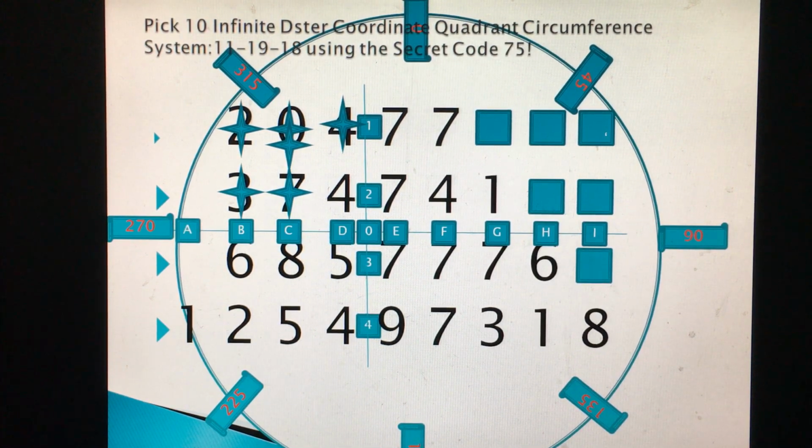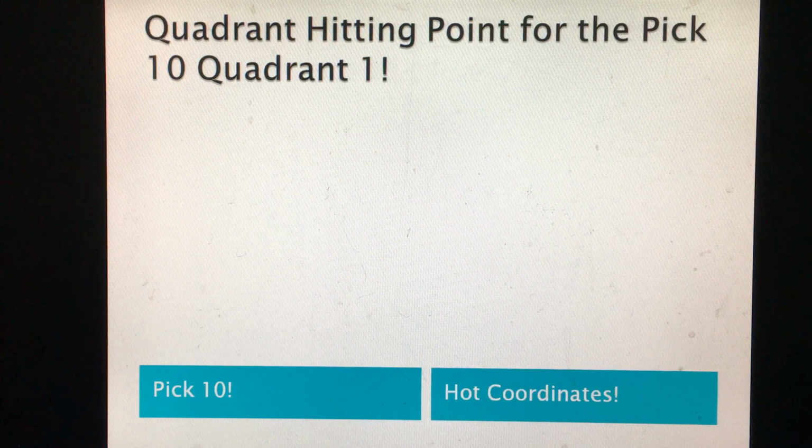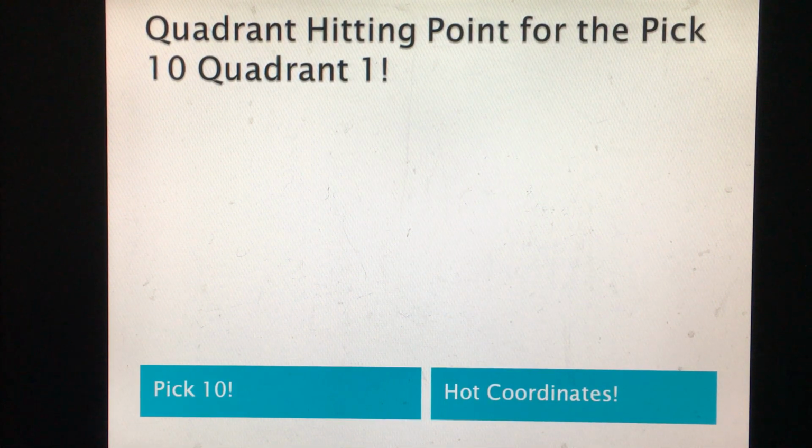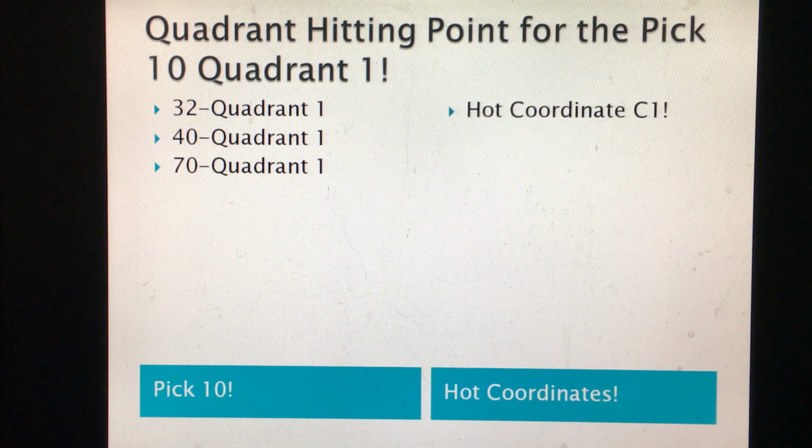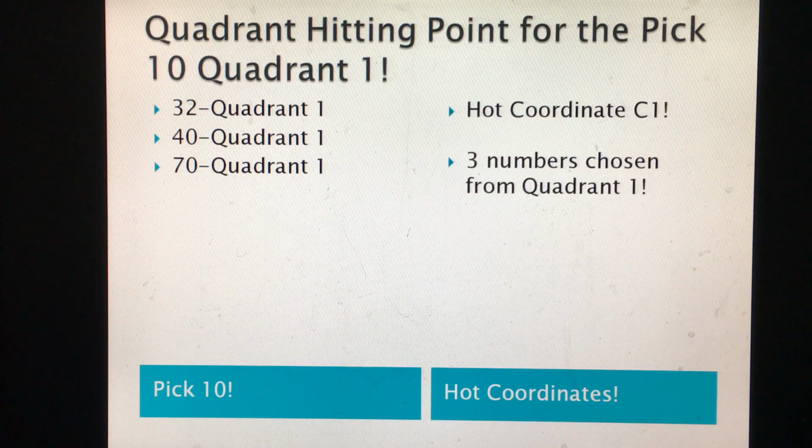So there we have it. The digit 4 is not being used in this quadrant so far. And the quadrant hitting points for the pick 10 in quadrant 1 are also 3 numbers. So 32, 40, and 70. So these numbers are not in between quadrants, and you can see the hot coordinates C1 and 3 numbers chosen from quadrant 1.